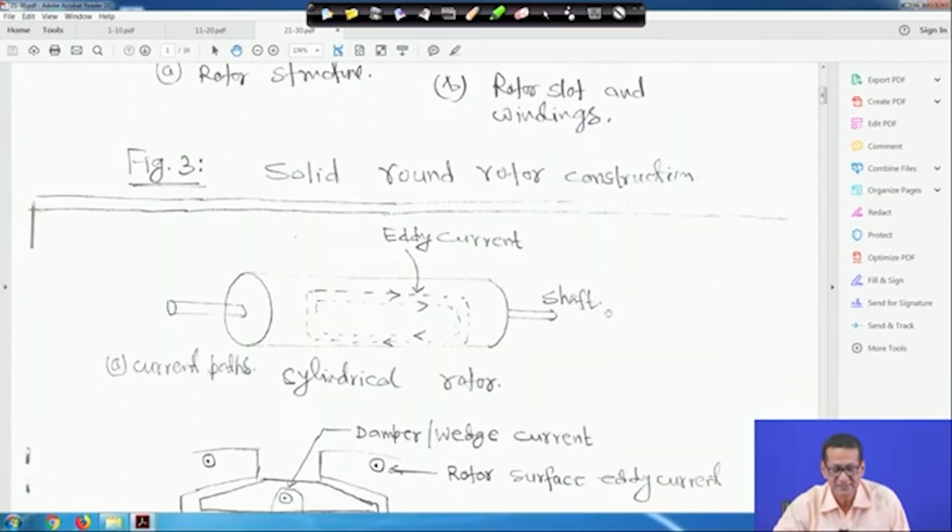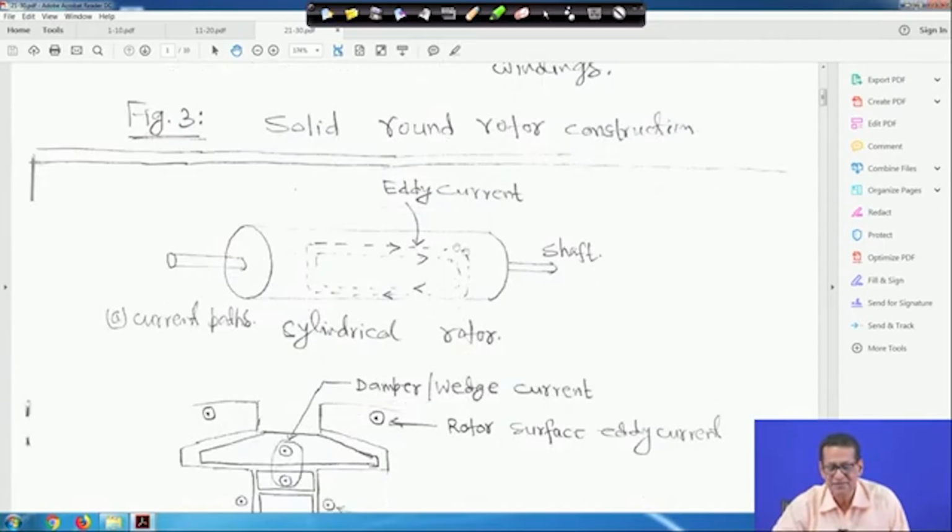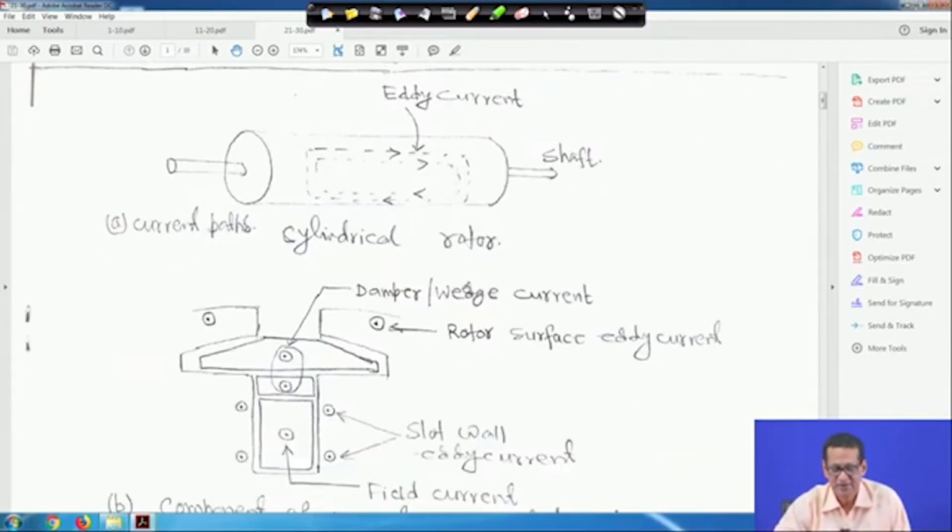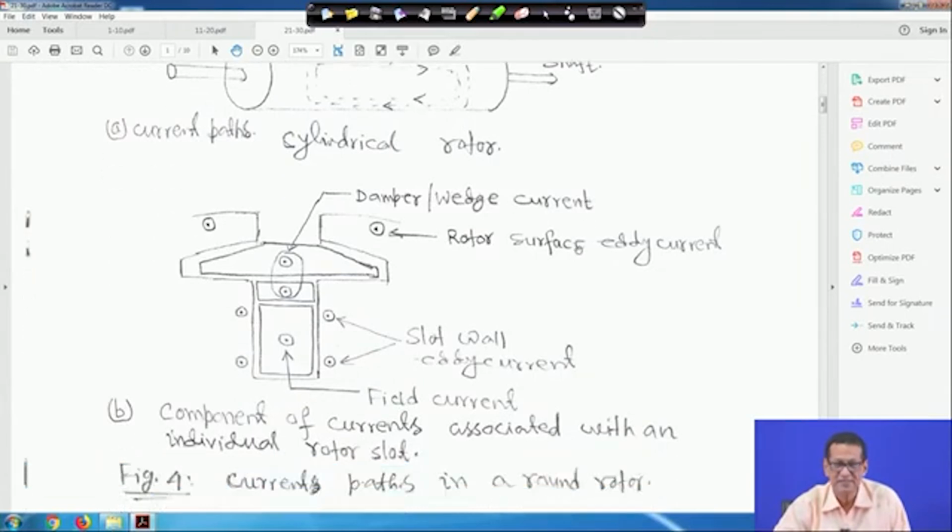Now, actually this is a shaft. This is the direction of flow of the eddy currents, this is the current path for the cylindrical rotor, this is for eddy current. And if you see damper or wedge current, this is shown by this, then rotor surface eddy current is shown here, then slot wall eddy currents are shown here, and this is the field current. So ultimately, for all these eddy currents, you have to design the machine in such a fashion that they will be minimized.